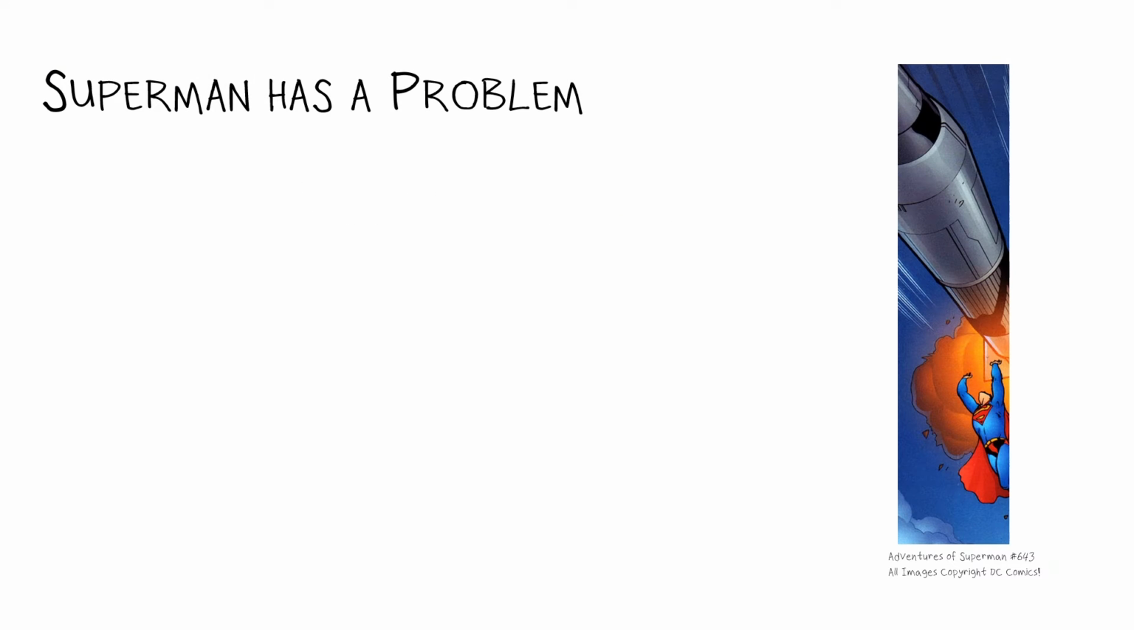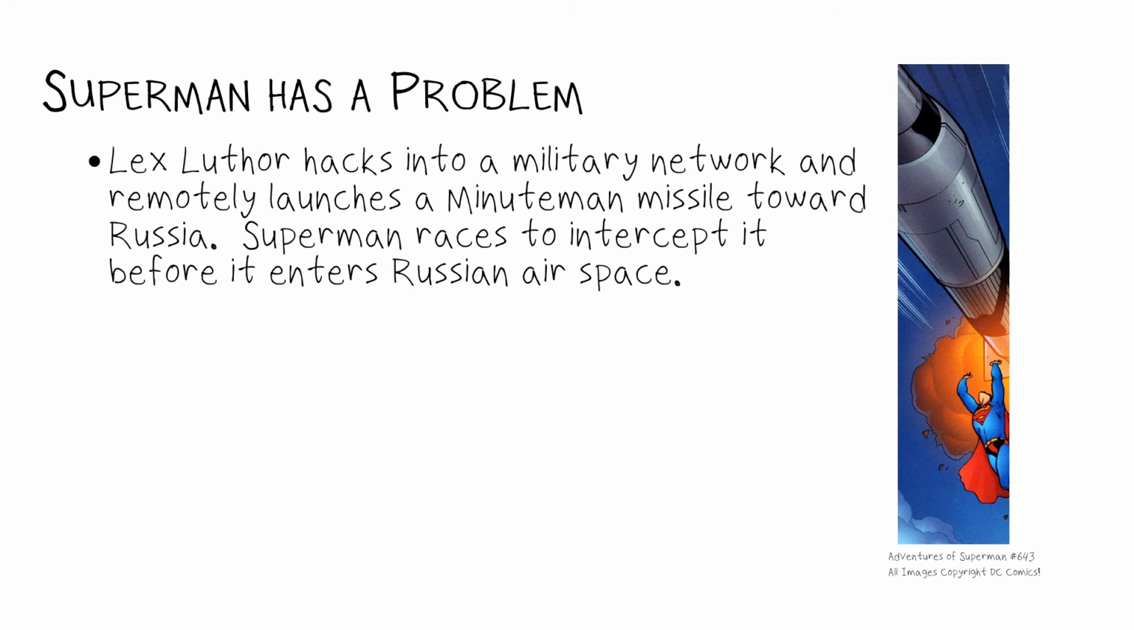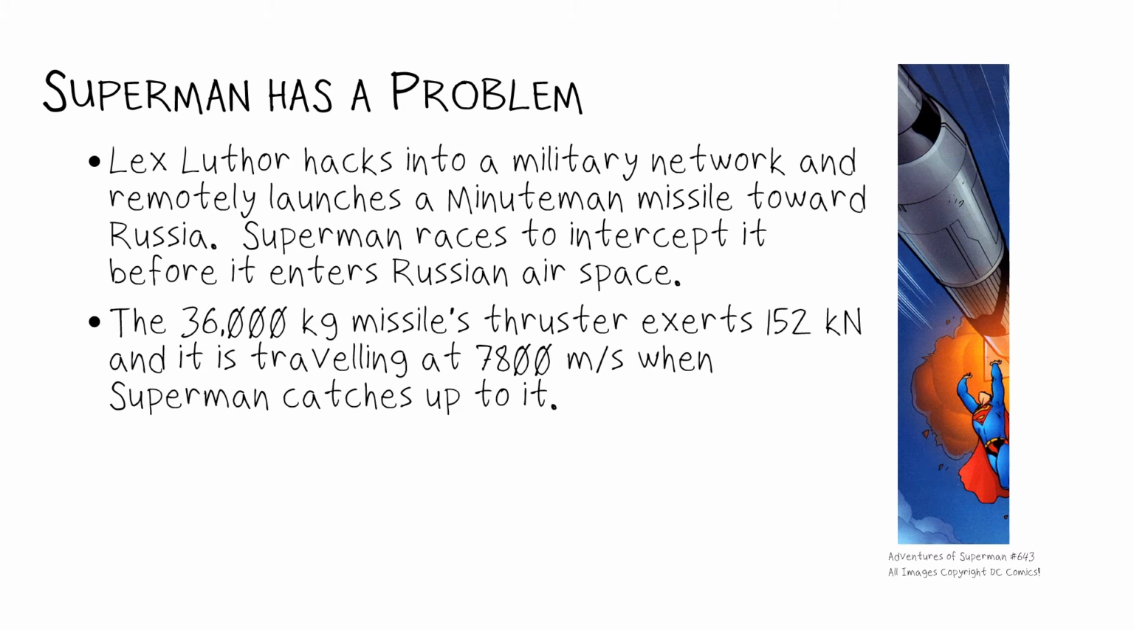All right, and in what's pretty much a normal Tuesday for Superman, Lex Luthor has hacked into a military network and remotely launches a Minuteman missile towards Russia. And Superman has to race to intercept it before it enters Russian airspace, to avoid an international incident and starting World War III. I don't know, or maybe World War IV, depending on when you're watching this video, for posterity's sake. And so the missile has a mass of 36,000 kilograms.